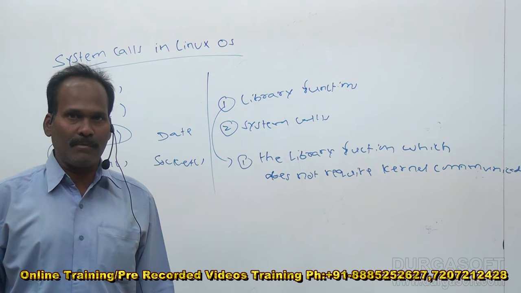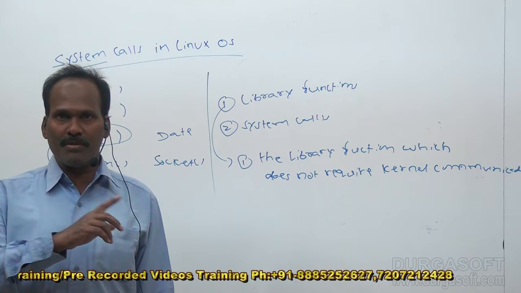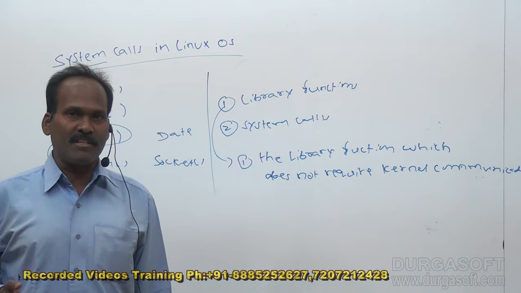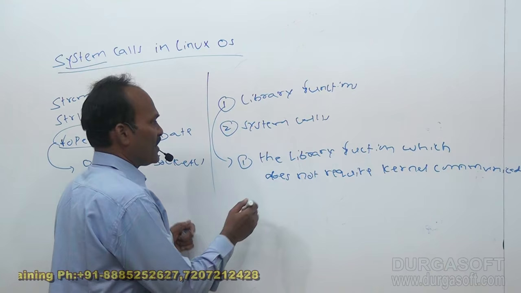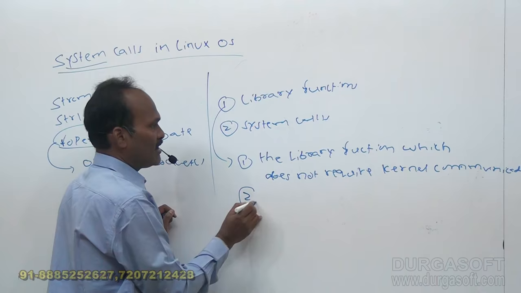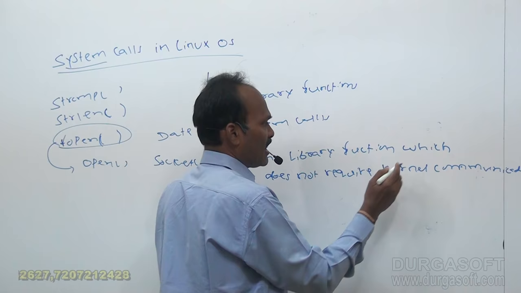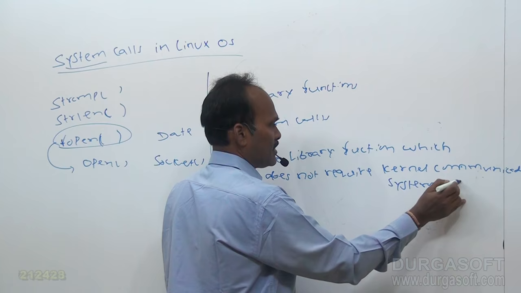Between kernel and user, the middle layer is the shell. The shell performs all the mediator jobs. The user communicates with the shell, and the shell communicates with the kernel of the operating system. So these are the types of library functions: the library functions which do not require kernel communication. The second one is the library functions which require system calls. Next, the library functions.